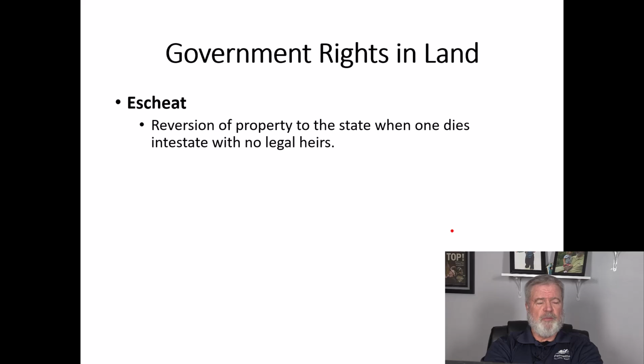Y'all, then we see this term called escheat. And y'all, escheat really takes place when you have someone that dies intestate. So first of all, y'all, what does intestate mean? That means you died without a will. If you have a will and die, then that's considered testate. If you die without a will, that's intestate. Well, what are we talking about here when it comes to escheat?